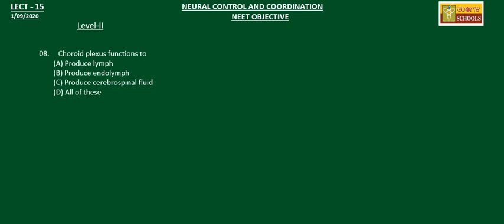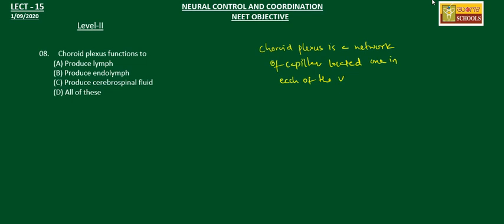The next question: choroid plexus functions to. Here plexus means network. So the choroid plexus is a network of capillaries which are located one in each of the ventricles of the brain.